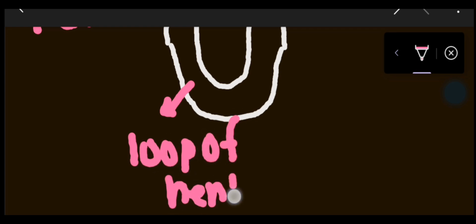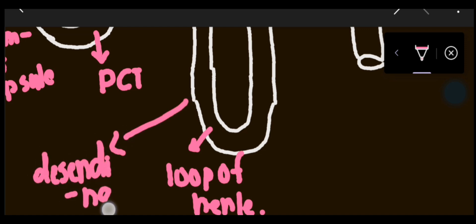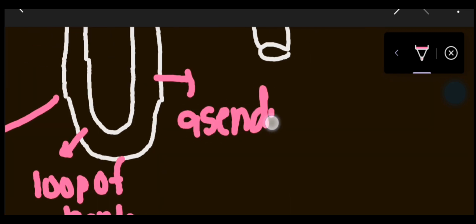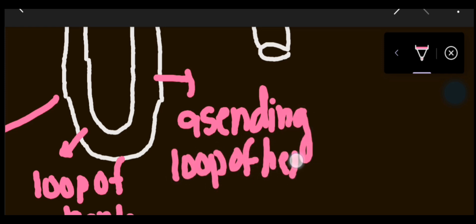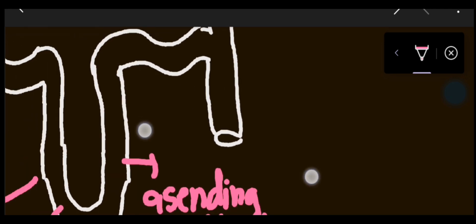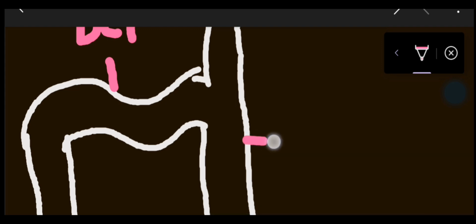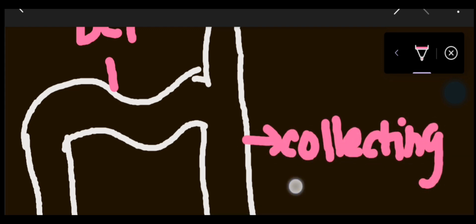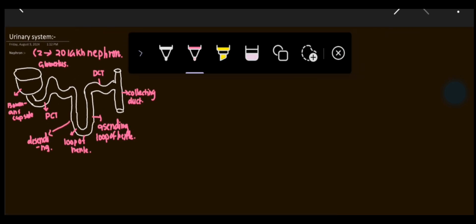The loop of Henle basically contains two parts. This is the descending loop of Henle, and this is the ascending loop of Henle. After that, there is again a convoluted structure known as DCT. It opens into the collecting duct. So this is basically the structure of nephron.